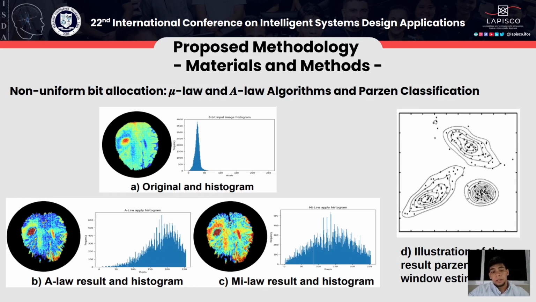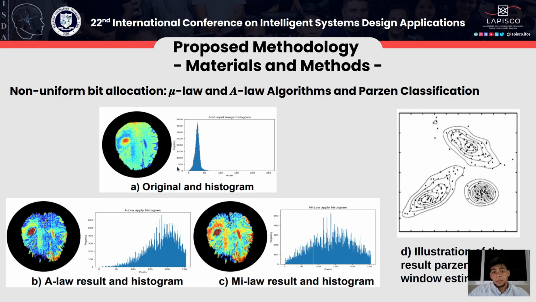We use non-uniform bit allocation, MILAW and ELAW algorithms. The MILAW algorithm is a compression and expansion algorithm used mainly in pulse code modulation telecommunication systems in North America and Japan. The ELAW compression algorithm is widely used in European countries.